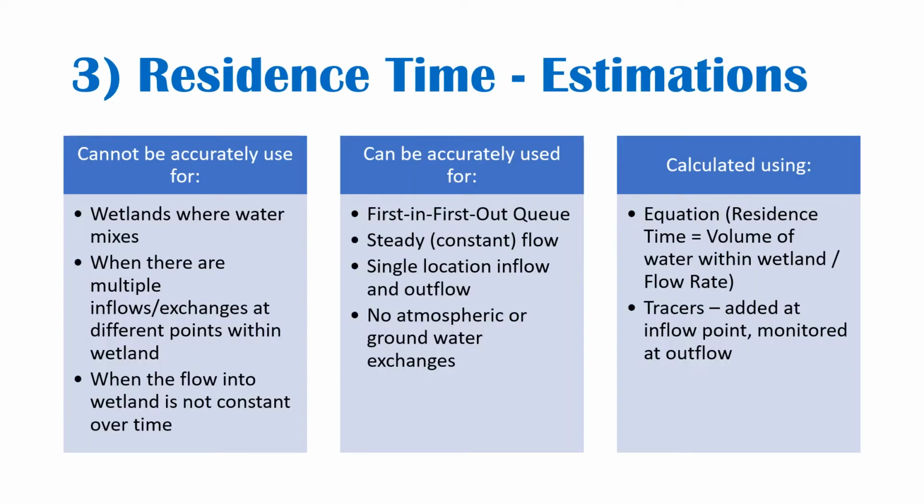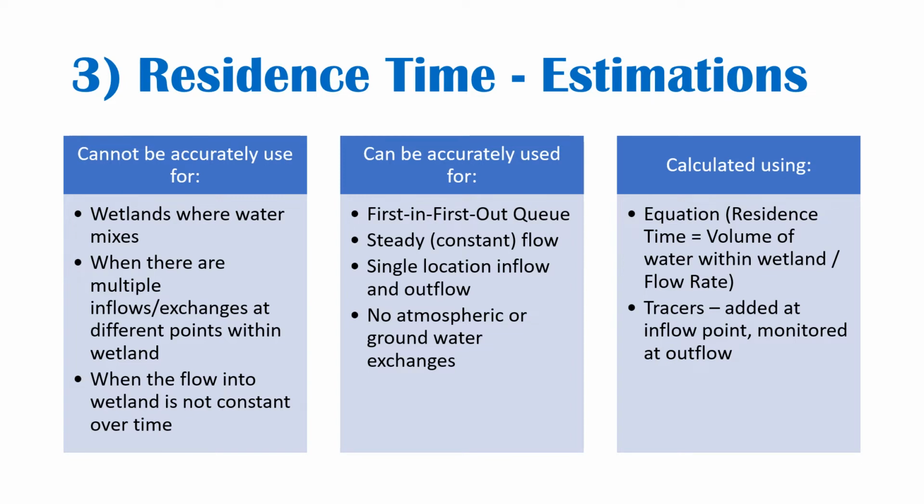So there are ways to estimate residence time, but it cannot be accurately used for wetlands where water mixes, where there are multiple inflows and exchanges at different points within the wetland, and when the flow into the wetland is not constant over time. Residence time can be accurately estimated for a steady or constant flow where you have a first in, first out, you have a single location inflow and a single location outflow, and also where there's no atmospheric or groundwater exchanges, which is obviously not many wetlands.